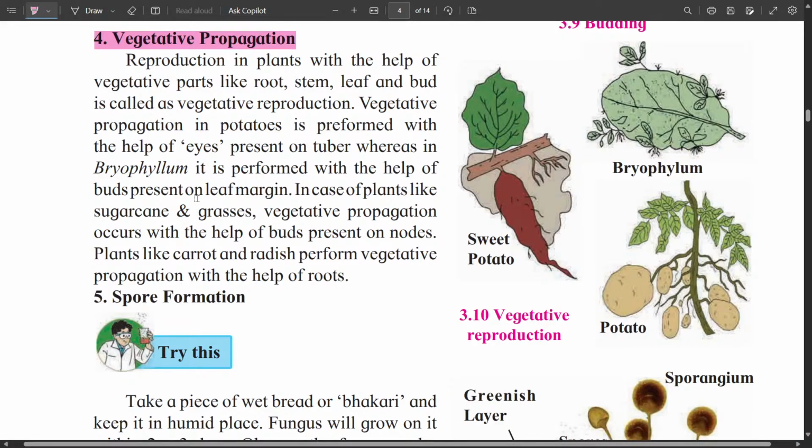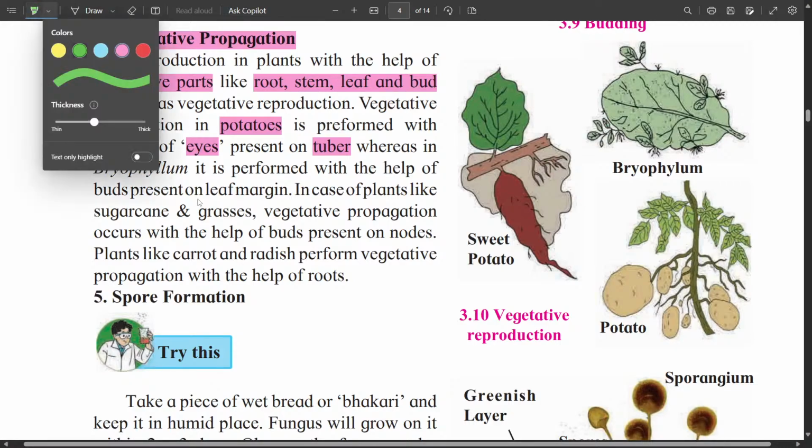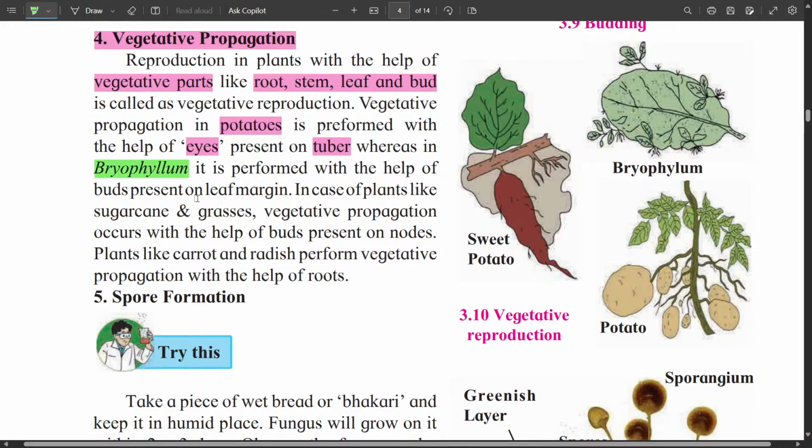Next, asexual reproduction in multicellular organisms includes vegetative propagation. Reproduction in plants with the help of vegetative parts like root, stem, leaf and bud is called vegetative propagation. Vegetative propagation in potatoes is performed with the help of eyes present on the tuber. Whereas in the case of bryophyllum, it is performed with the help of buds present on the leaf margin. So for the potato it is the tuber, for the bryophyllum it is the leaf margin.